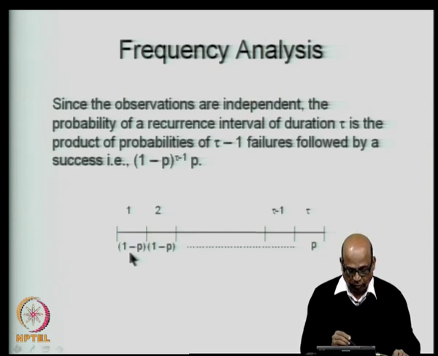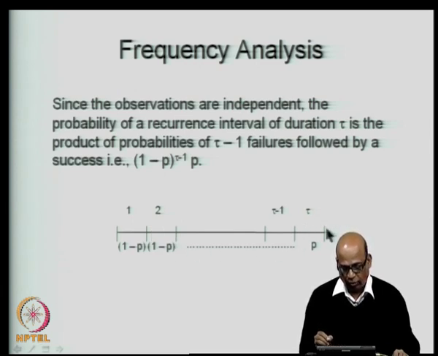The probability that the event does not occur is 1 minus p, does not occur here is 1 minus p, etcetera, up to tau minus 1, and in the tauth year it occurs with a probability of p. Because the events are independent, the probability of such a sequence occurring is (1 minus p) into (1 minus p) into etcetera, (tau minus 1) times, into p. So, that is the probability here.